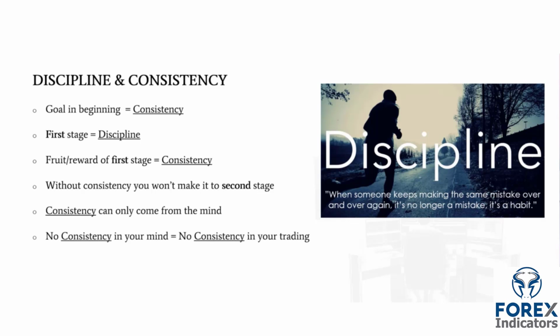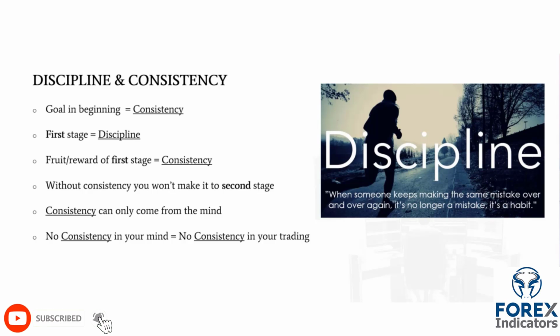Consistency doesn't come from the system by itself. Consistency only comes from the mind. If you have no consistency in your mental process, in your thinking process, in your self-talk, in your mindset, in the things you've wired into your brain, then there will be no consistency in your trading. There is no way around this. For any trader, consistency has to come from the mind.